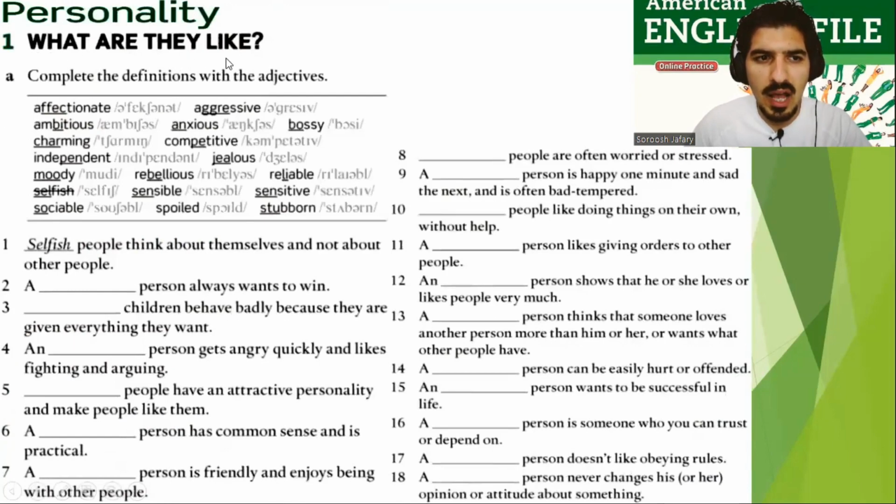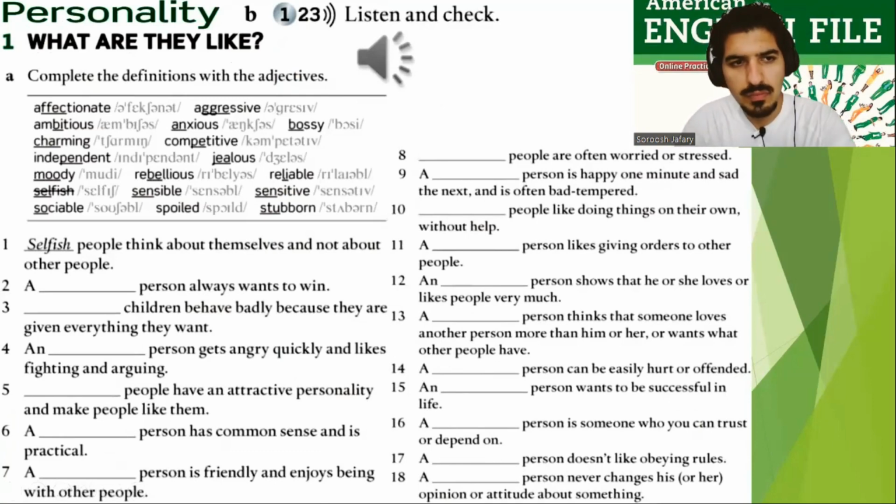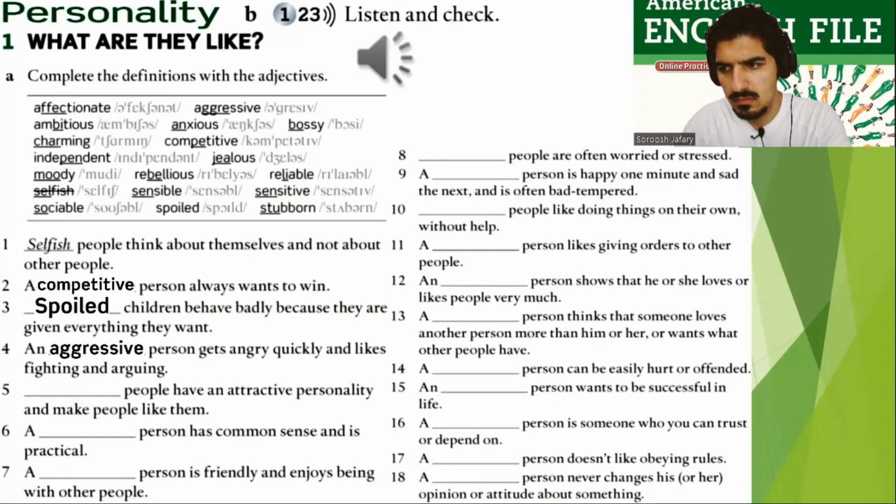Now, personality. What are they like? Everyone complete the definitions with the adjectives. Take your time and do it. Very good. If you're ready, I need you to listen and check. Personality. What are they like? 1, Selfish people think about themselves and not about other people. 2, A competitive person always wants to win. 3, Spoiled children behave badly because they are given everything they want. 4, An aggressive person gets angry quickly and likes fighting and arguing. 5, Charming people have an attractive personality and make people like them.